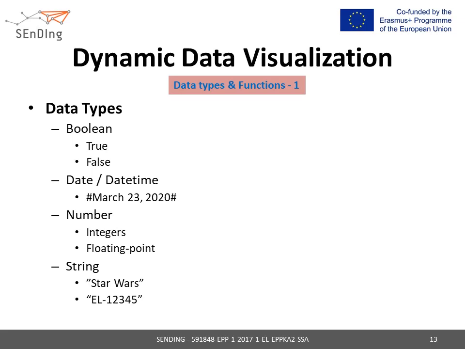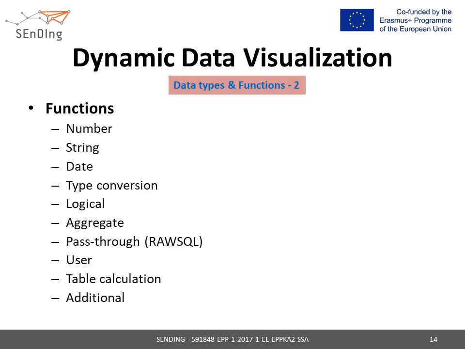Number, numerical values in Tableau can be either integers or floating point numbers. String, a sequence of 0 or more characters. For example, L12345 and Star Wars are all strings and are recognized by single or double quotes. The quote character itself can be included in a string by repeating it. Functions are pieces of built-in programming in Tableau Public that enable the user to manipulate data in various ways.